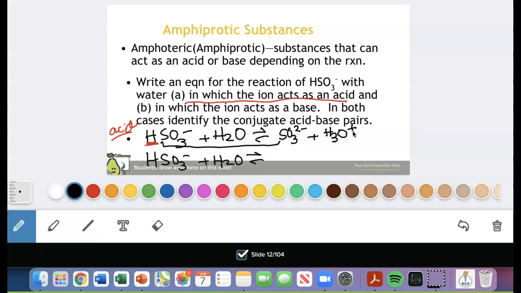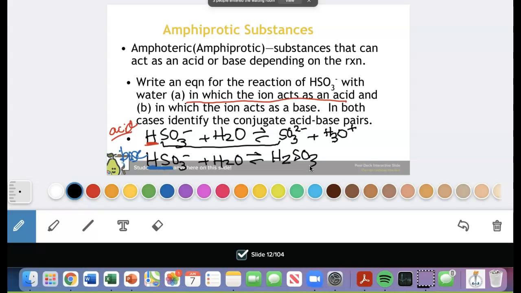All right. What about part B, where the ion acts like a base? Okay, well, what do bases do? So I need this guy to act like a base. So that means it's going to take in or accept a hydrogen ion. Well, from who? Well, from the water. So again, this guy is now going to have an extra hydrogen ion. So H2SO3. Now notice the charge goes away because hydrogen is +1 and the ion was -1, so they canceled out perfectly.